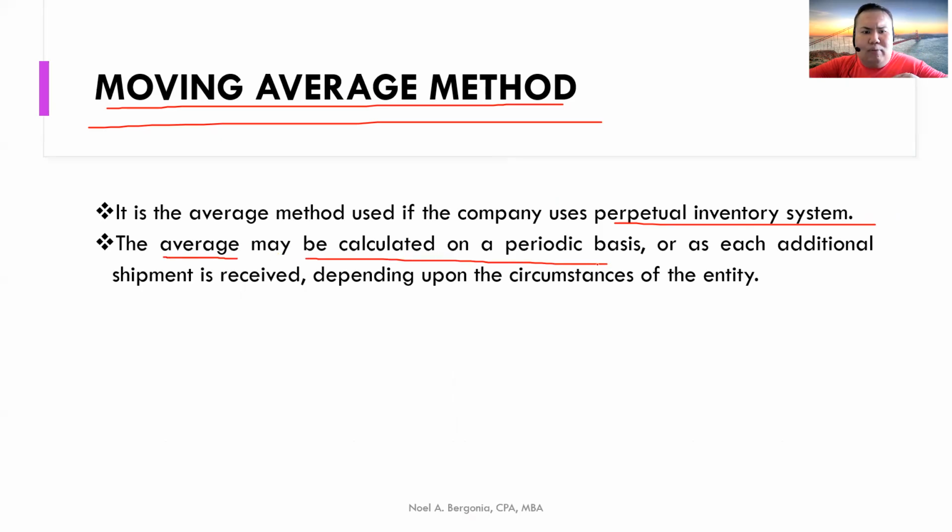Why periodic? Perpetual, no? On a periodic basis means every time there is a movement, either you receive or you sell a certain inventory, like what we did earlier in FIFO perpetual. You saw that we monitored it. So each time you have a purchase or a sale, you need to calculate the average cost per unit. So it is a bit more tedious compared with the weighted average, since every time there is a movement in inventory, we compute the average.